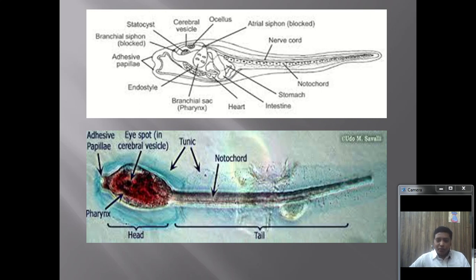Now, I use the term metamorphosis again and again. What is meant by metamorphosis? Metamorphosis is nothing but the change in form during the life cycle. If we take any organism, the example of the frog, because the frog is a routine example, I take the example of the frog.